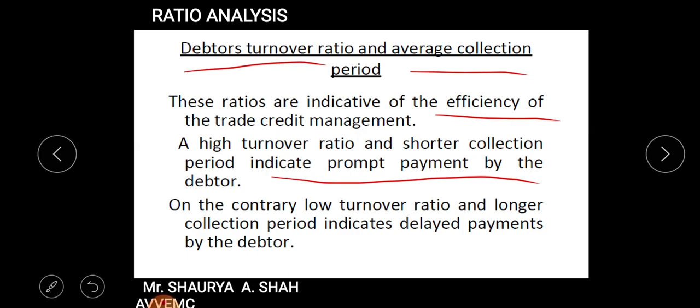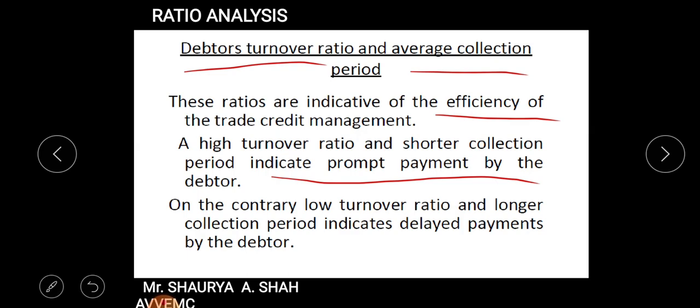And comparatively, if I say my debtors ratio was 30 days before and now it has become 40. So you will think you were receiving the money in 30 days, but now you are receiving the money in 40 days. So it is not good for us because our working capital will be affected, because we will be having lesser cash on hand for our day-to-day business, right?